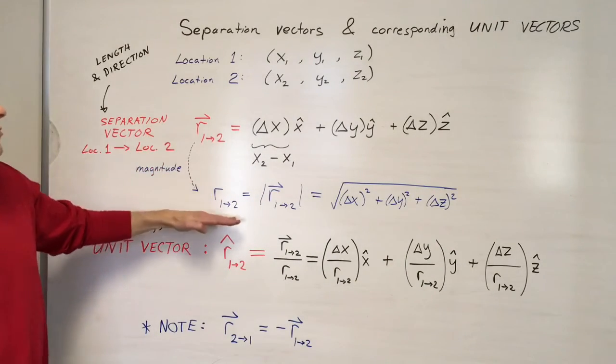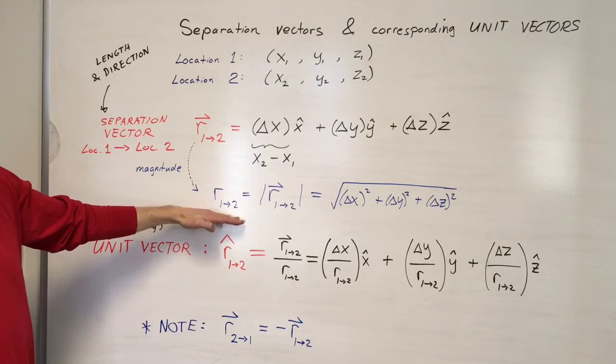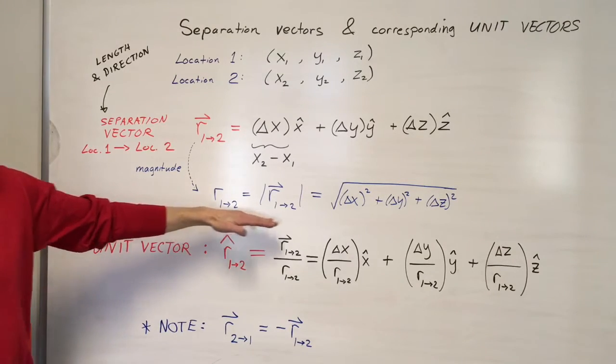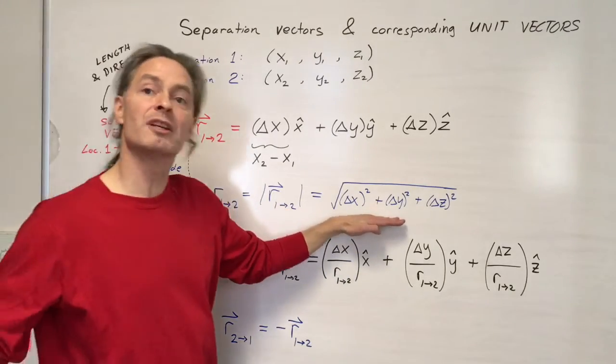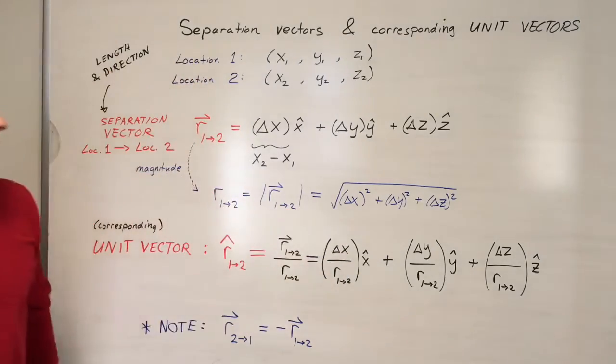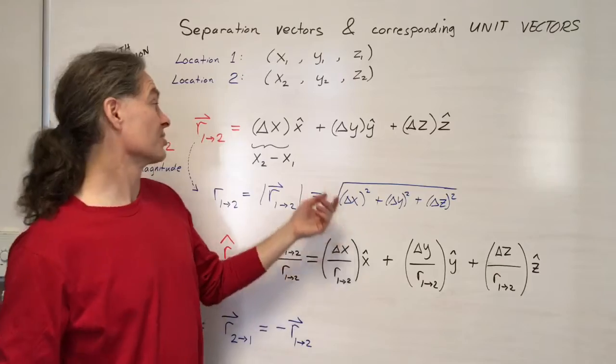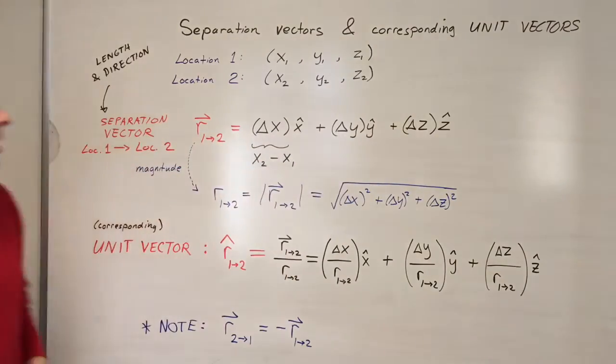From there we can get the magnitude of that separation vector. We can represent it this way or this way, and the magnitude is constructed basically using the three-dimensional Pythagorean theorem. That is the square root of the sums of the squares of the appropriate components.